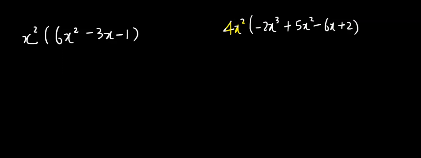Welcome back. Let's find the product. The first one, we have x squared times, inside we have a trinomial. Use distributive property.